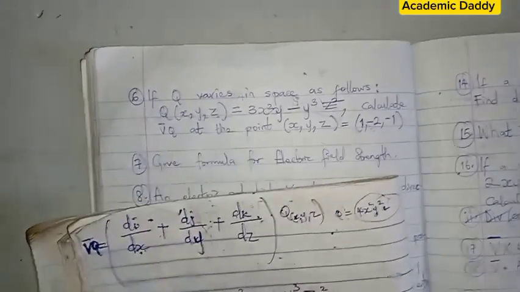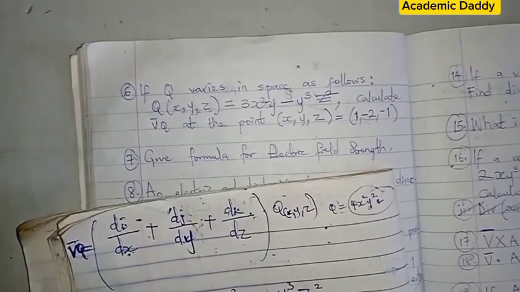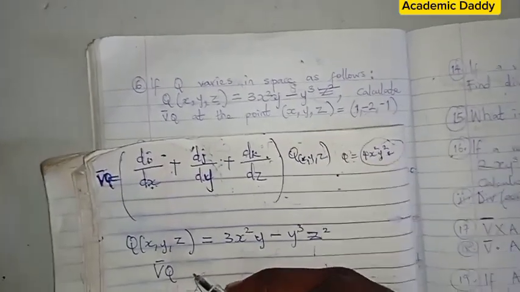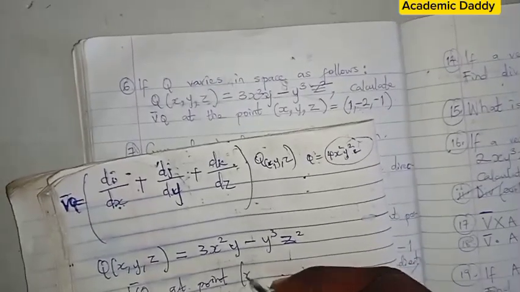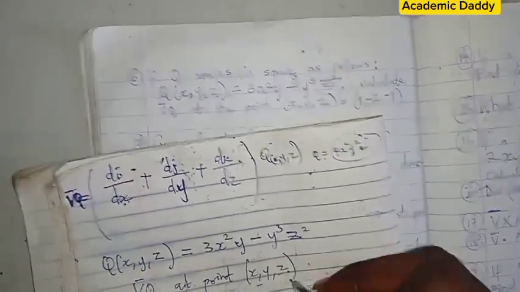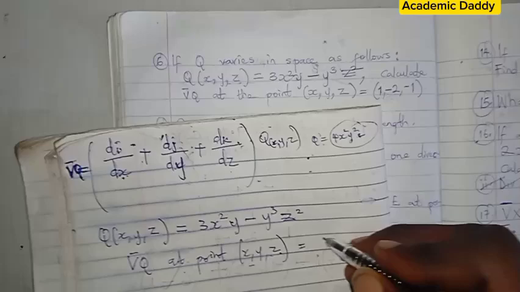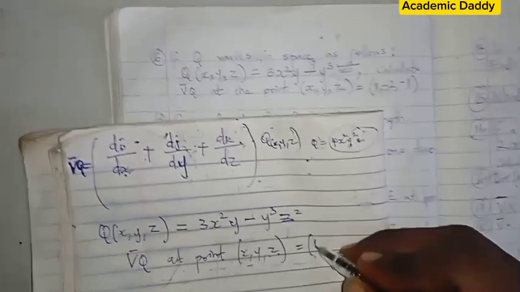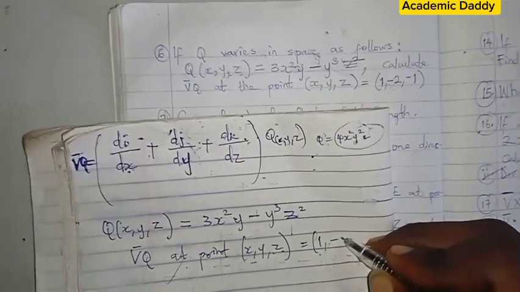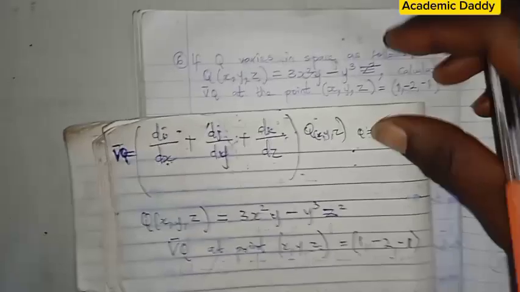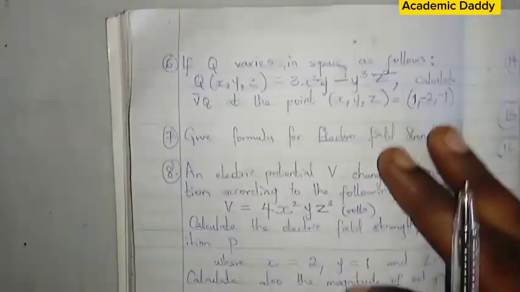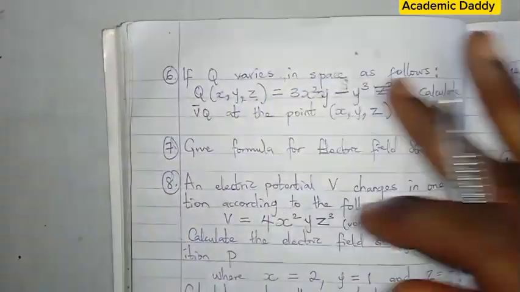Now they said calculate ∇q. I'm writing it out at points. Even if they don't put x, y, z, the first one is always x, the second one always y, and the third one always z. Pay attention to the question. This is the question, and let's solve it.